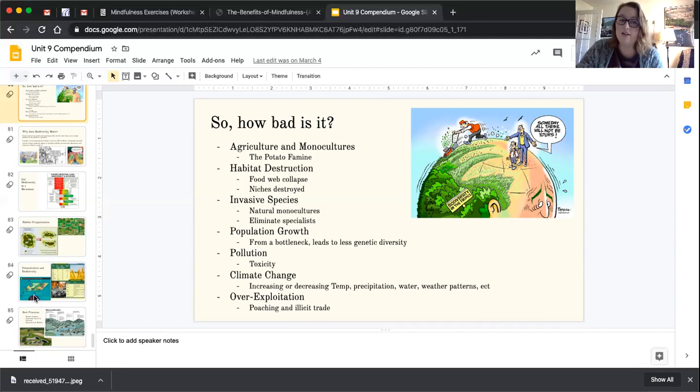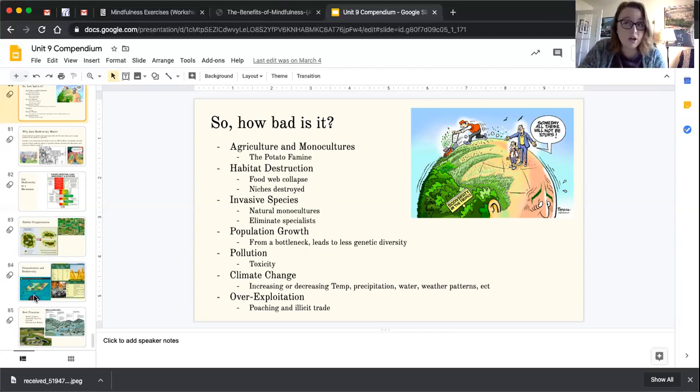We also bring in invasive species, which are natural monocultures. And let's be very clear, invasive species are fine when they live where they're supposed to live, right? Because they have a natural predator in that environment. Something keeps them in check in that environment. But when you take them and put them somewhere else, they just take over because they're generalists. They're just going to fill every niche.